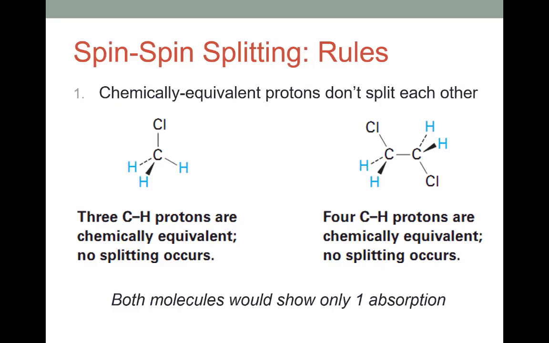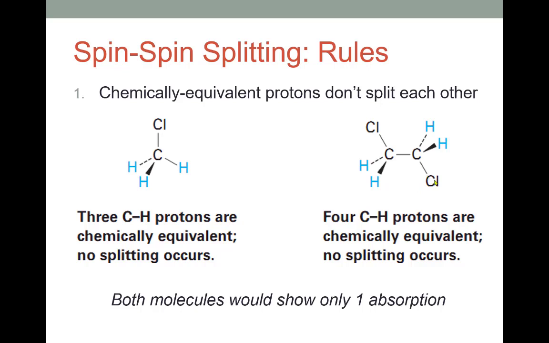So there are a couple of rules to keep in mind. Chemically equivalent protons don't split each other. So for instance, if I have these three hydrogens in the molecule here in chloromethane, I would see only one peak. It's going to be one singlet because we're only being split by neighboring adjacent protons. Likewise here, if I look at this symmetrical molecule, these four hydrogens are equivalent to each other, so they would contribute to the same signal. There's no splitting going on.